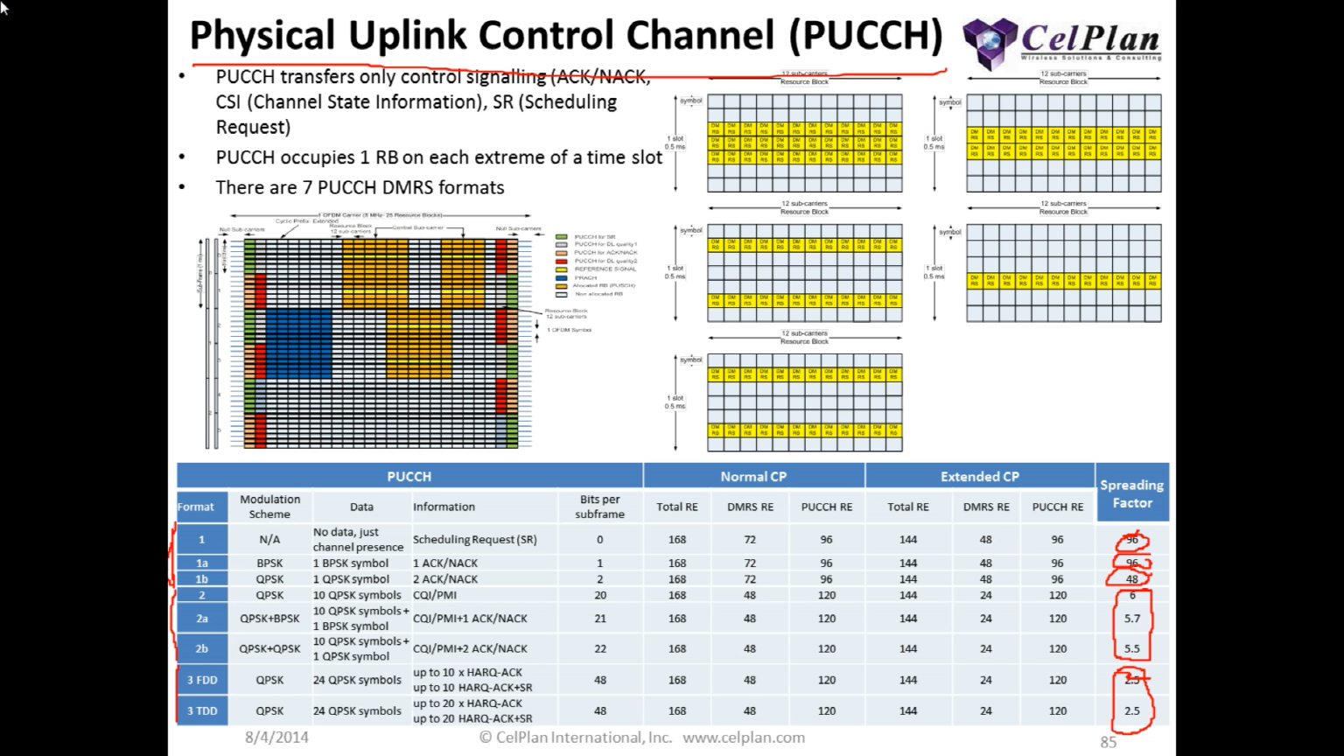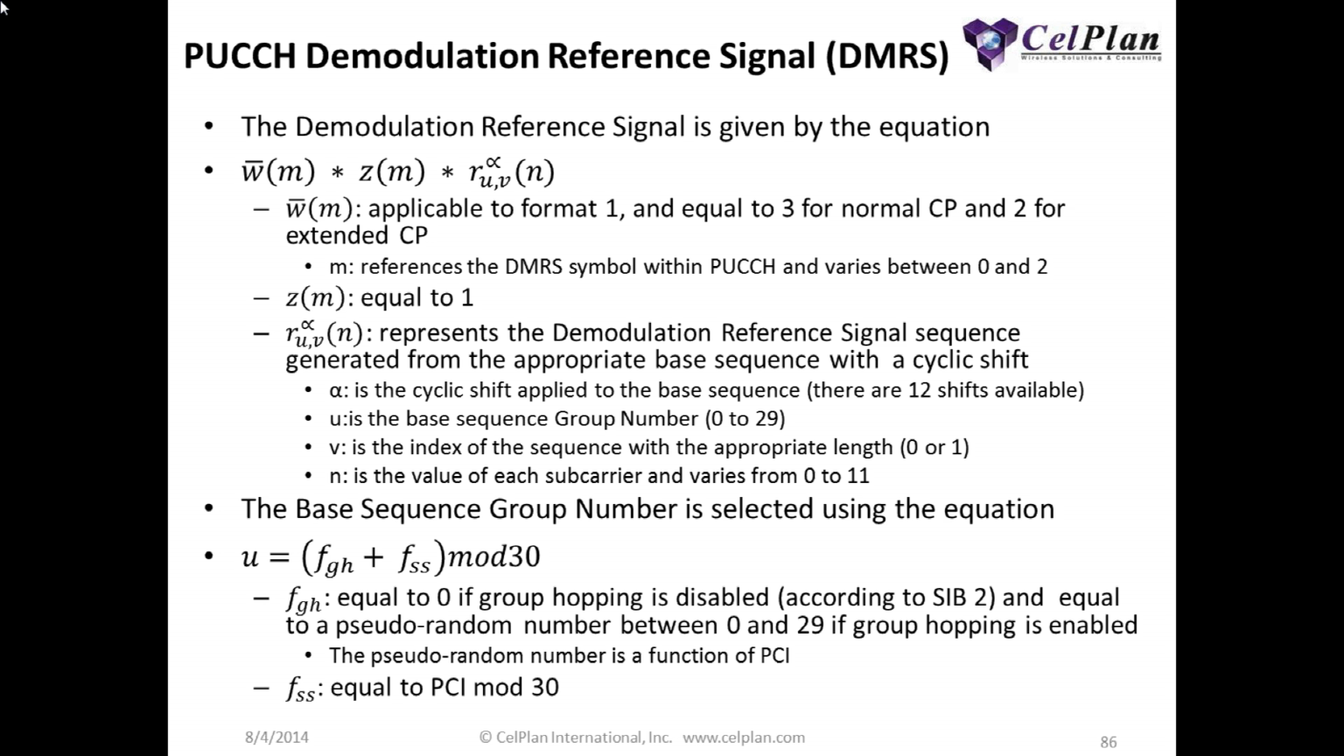And those formats are defined here on the top for the normal and the extended cyclic prefix. So the channels are here on the side, here is the PRACH area, and the channels are here on the side. And then in the middle here is the actual data transmission, PUSCH.